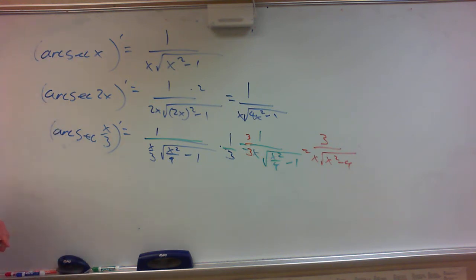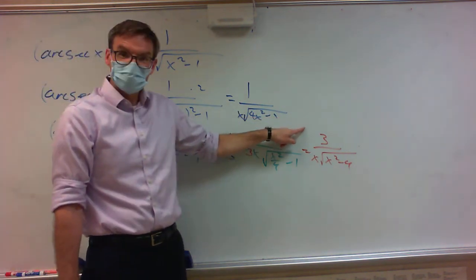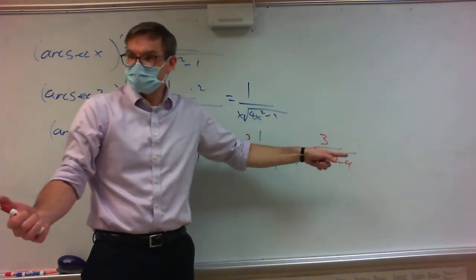So, if there's a 3 on the bottom, what does the 3 on the bottom create? A 3 on top, and a negative 9. It changes the 1 to a 9.